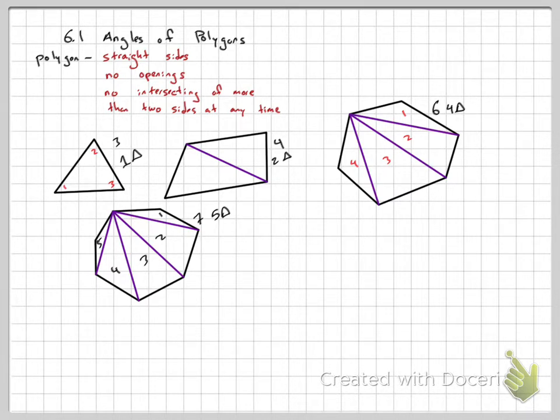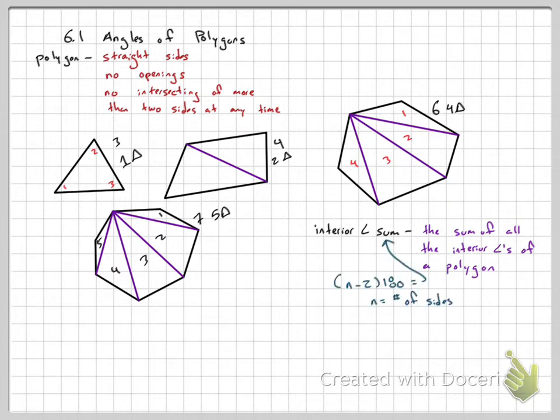Okay? And so the focus today is interior angle sum and exterior angle sum. So the interior angle sum, like we've already talked about, is the sum of all the interior angles of a polygon. And it all revolves around how many triangles are being created within your figure, right? So we can use this formula: n minus 2 times 180. So this is a big formula to remember here. N is the number of sides.